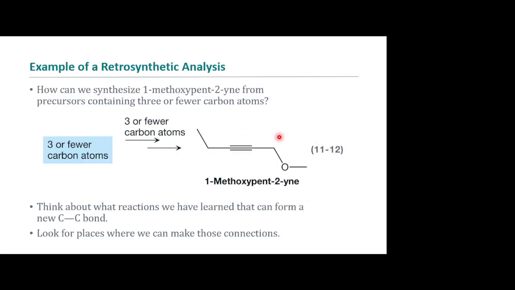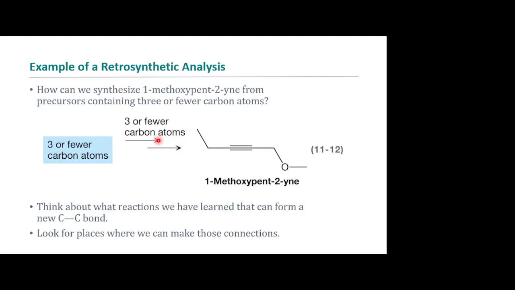So how can we synthesize 1-methoxy-pent-2-yne from the precursors containing 3 or fewer carbon atoms? So this is the product we want. We want some number of steps. That's not super specified here. Less is better, but working is working. And we want 3 or fewer carbon atoms in whatever our precursors are for this.